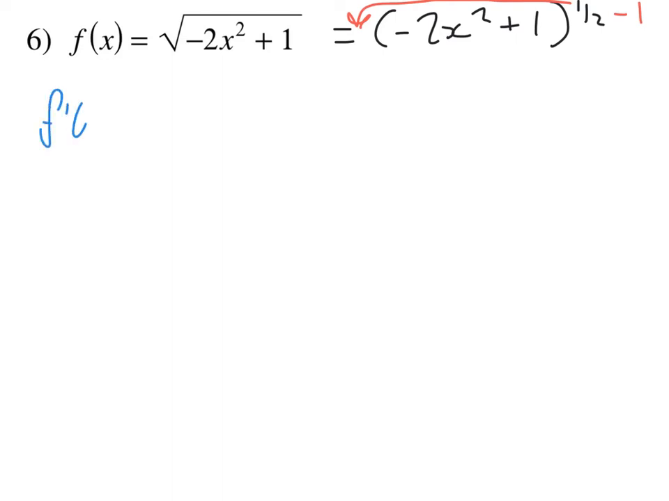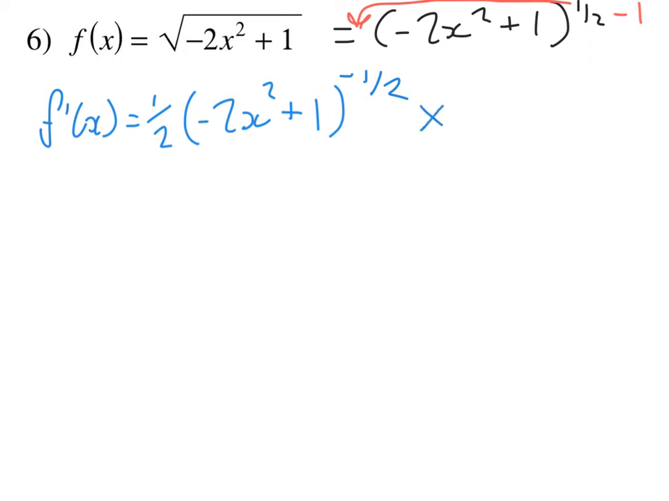So f prime x is going to equal a half multiplied by minus 2x squared plus 1 raised to the power of a half minus 1, which is going to be minus a half, multiplied by the derivative of what is inside the brackets. So minus 2x squared, bring the 2 down in front to get minus 4x to the power of 1, or just minus 4x.